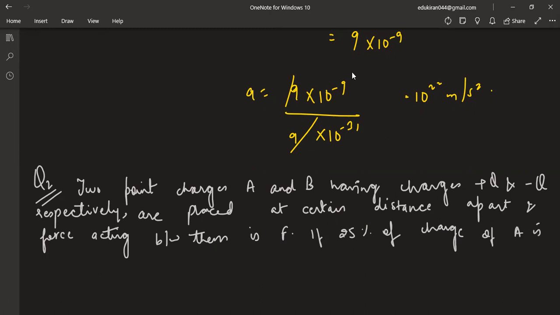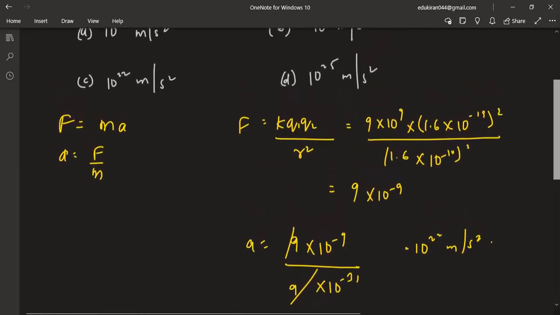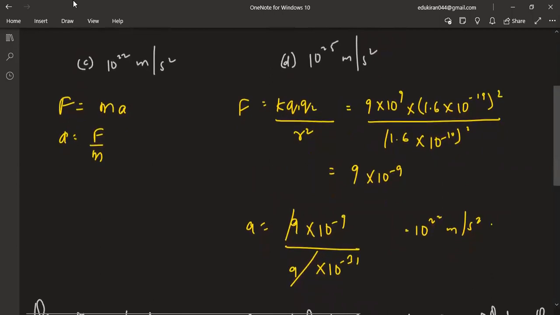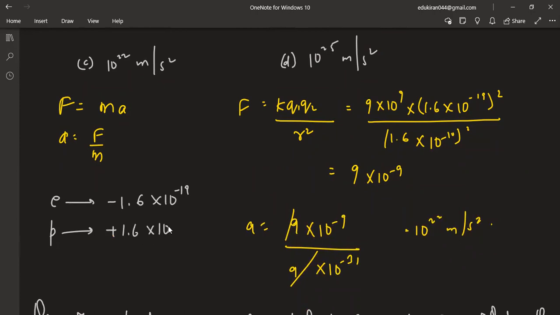Ma'am, you told us that in the formula k q1 q2 by r square, the sign will not be used in q1 and q2, but in many questions the sign is used here, like q into minus q. Where? Here only 1.6 is written. For electron, the charge is minus 1.6 into 10 to the power minus 19. For proton, the charge is plus 1.6 into 10 to the power minus 19 coulombs. But here I have just taken the magnitude. Only this part is written.